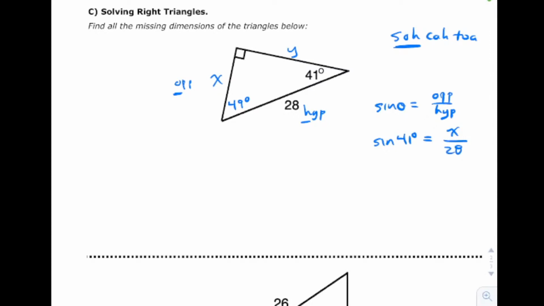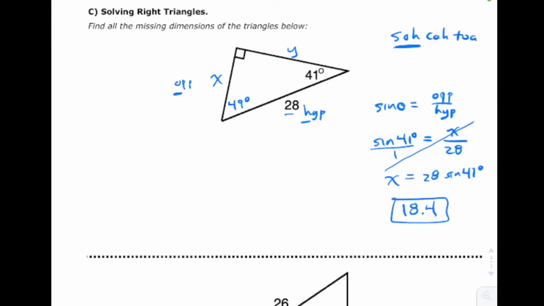So if you wanted to, you could put this over 1 and do cross products, 1 times x. And it looks like I have 28 multiplying the sine of 41 degrees. And all you've got to do is get out your calculator and say 2, 8, sine button, 41, close parentheses, equals, and it's just about 18.4.